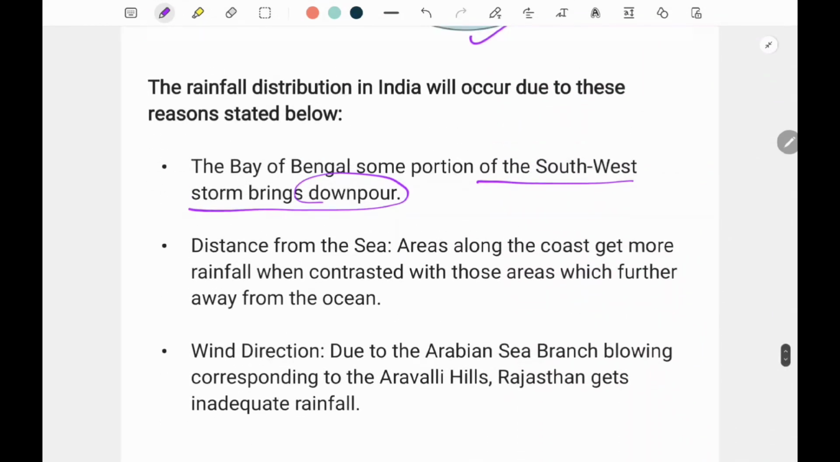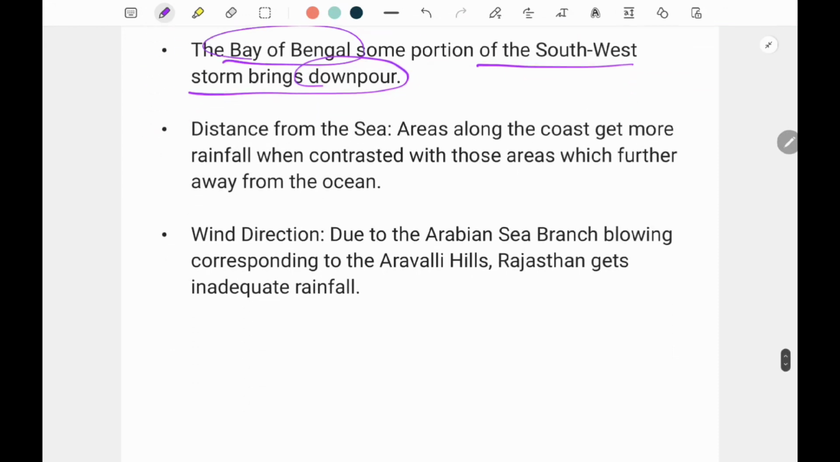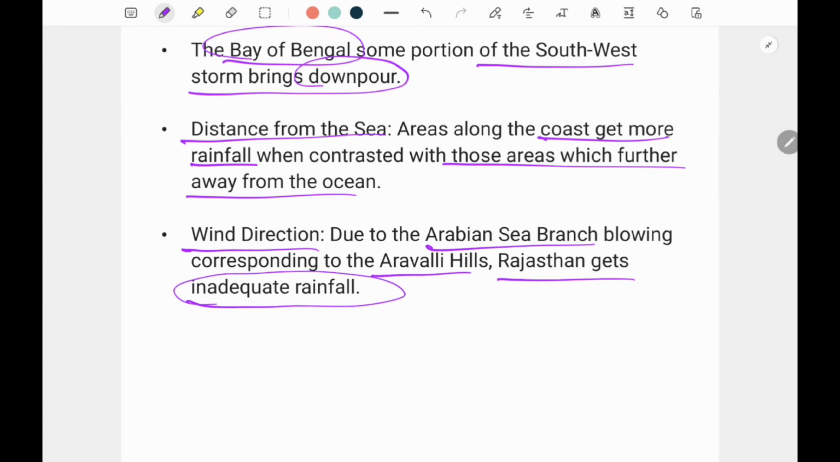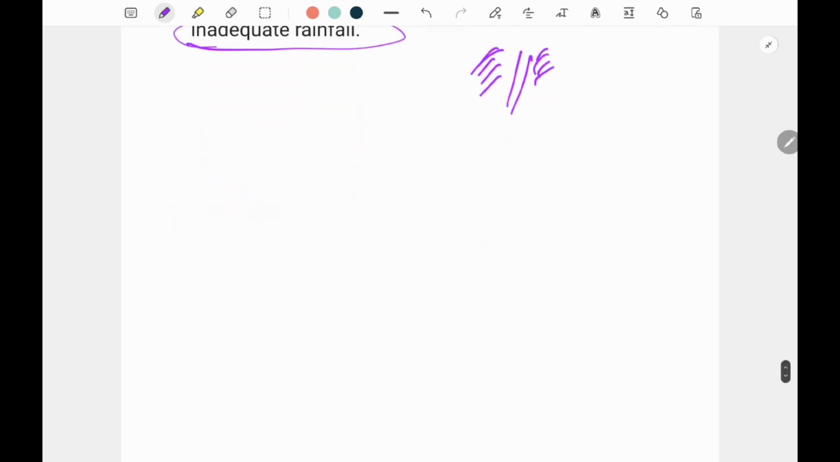Rainfall distribution in India occurs due to these reasons. First one is Bay of Bengal, second is distance from the sea. Areas along the coast get more rainfall compared to those further away from the ocean. So you can say in peninsular India, on average we receive more rainfall compared to northern India. Next is wind direction. Due to the Arabian Sea branch blowing parallel to the Aravalli Hills, Rajasthan gets inadequate rainfall. We discussed already that because of this, one side will get rainfall and the other side we have this Thar desert.